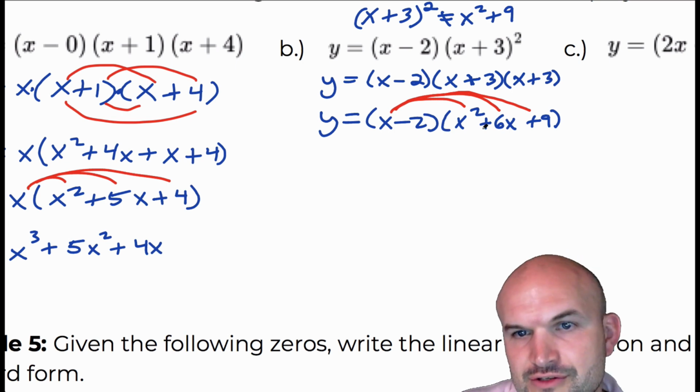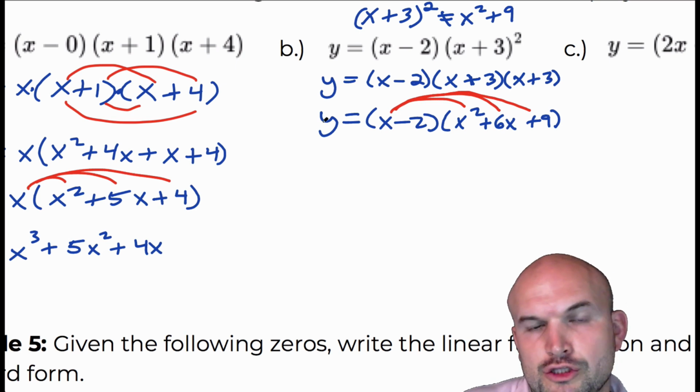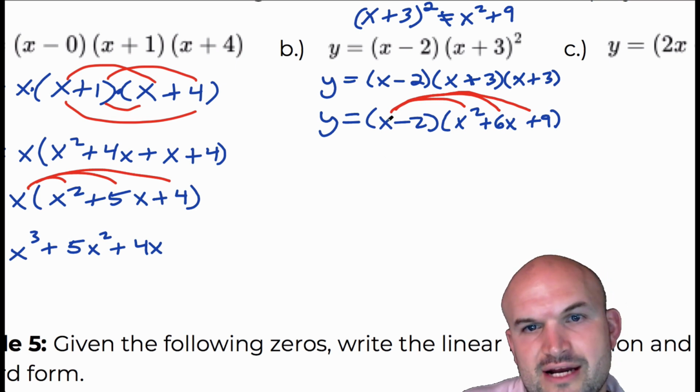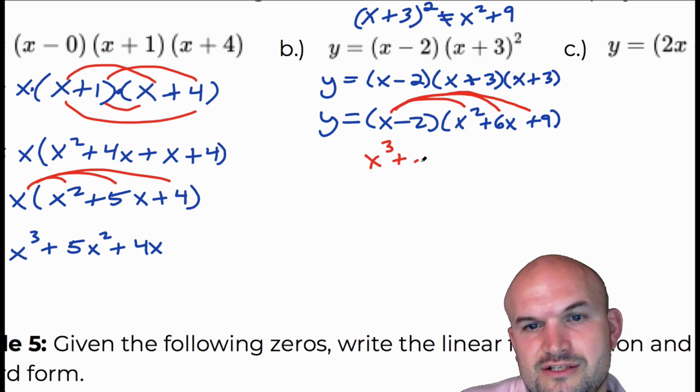Okay, so when I do this first multiplication, I'm just going to write it down below. I'm not going to include this as part of my polynomial. This is going to be kind of like side work. x times x is x cubed. x times 6x is 6x squared. And then x times 9 is 9x.